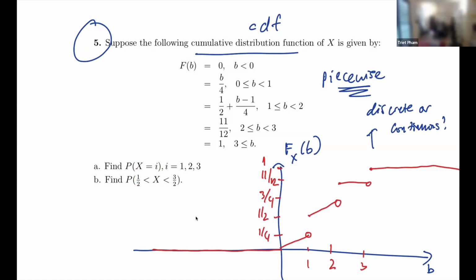From the CDF. Discrete. Why? Because there are jumps. True. I mean, it has point masses. You're right. It has jumps. But let's go back. This is why it's subtle.